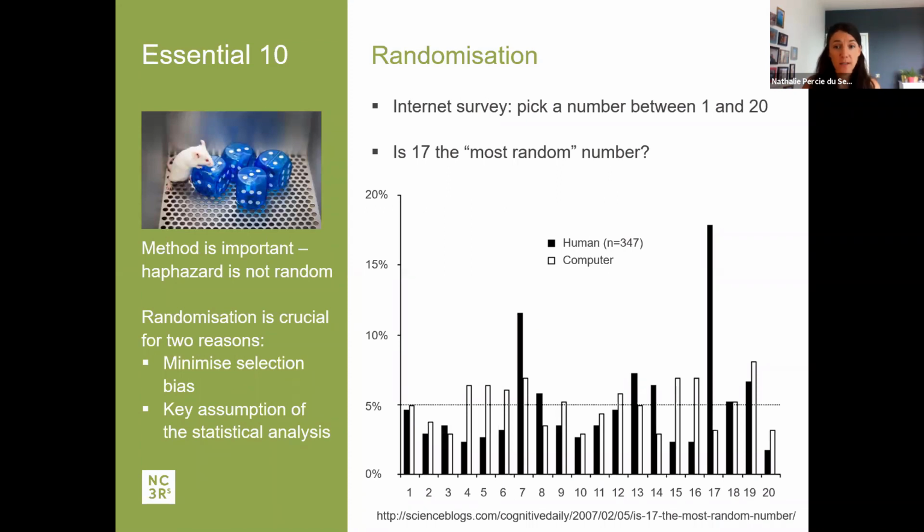The white bars oscillate around the 5% line. But when human participants picked a number at random, 20% of the people picked 17, and over 10% picked 7. So there might be a cultural explanation for these results, but the point is that human beings cannot do random, and the randomization needs to be done with a validated method that cannot be influenced by human judgment.